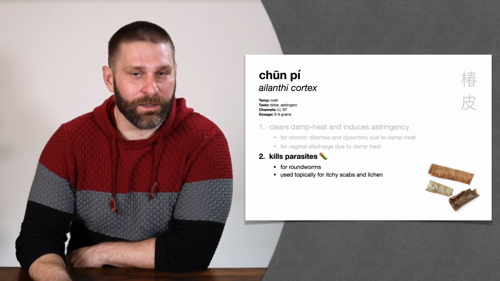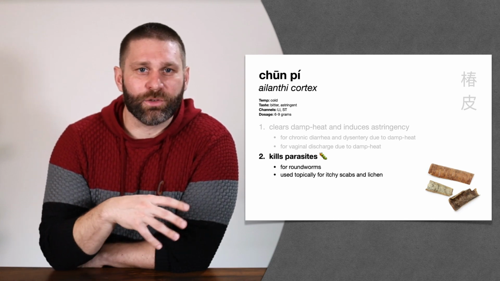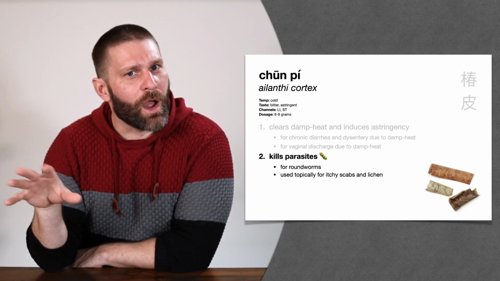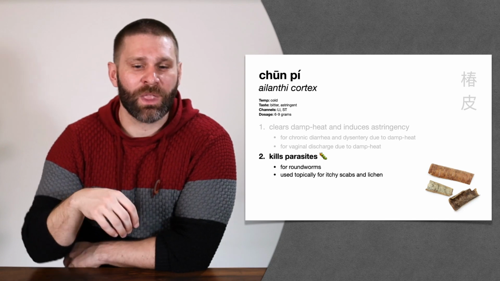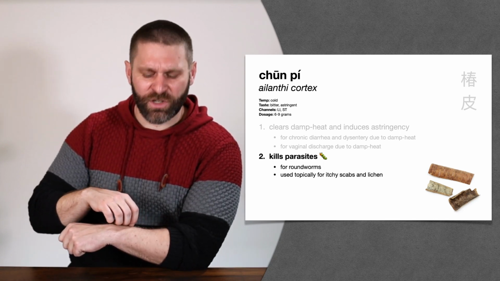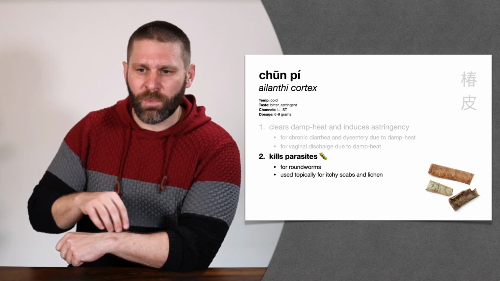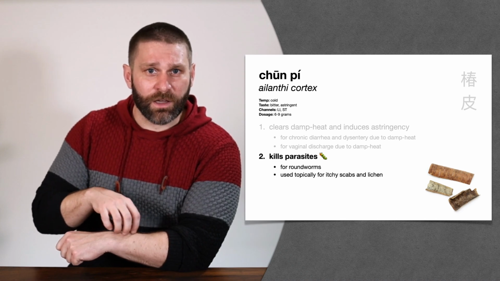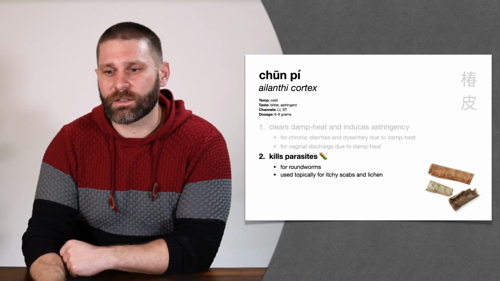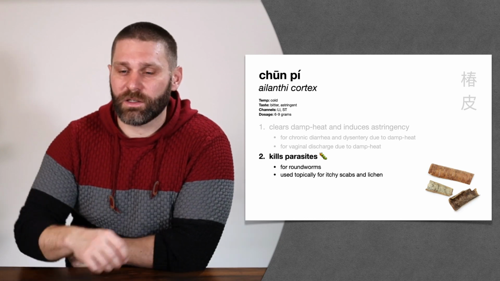scabs and lichen. I think lichen actually refers to moss that grows on rocks and trees, but as a skin condition, it's like when you get some purple bumps, an itchy rash. And I think it's not actually a fungal infection. I think it's an autoimmune disease, but because it looks like a skin infection, they call that parasites as well. So we can use it topically for those types of things, or when there's some itchiness as well.